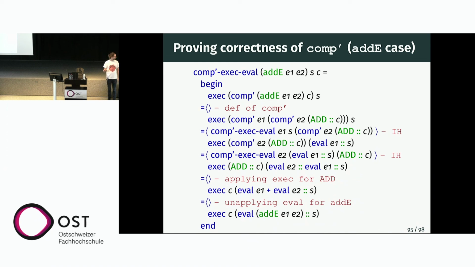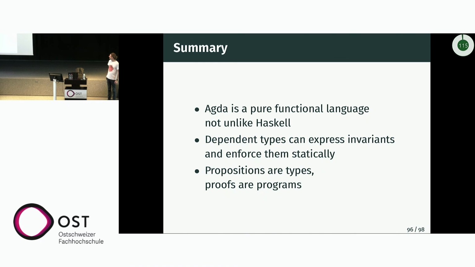Okay, let me conclude because I see we're running out of time. So, summary: Agda is a pure functional language, not too dissimilar from Haskell. But it has dependent types, which you can use to statically enforce all kinds of nice properties. And it's a total functional language, which means that you can use the Curry-Howard correspondence. And so in particular, you can express propositions as types and their proofs as programs in Agda.